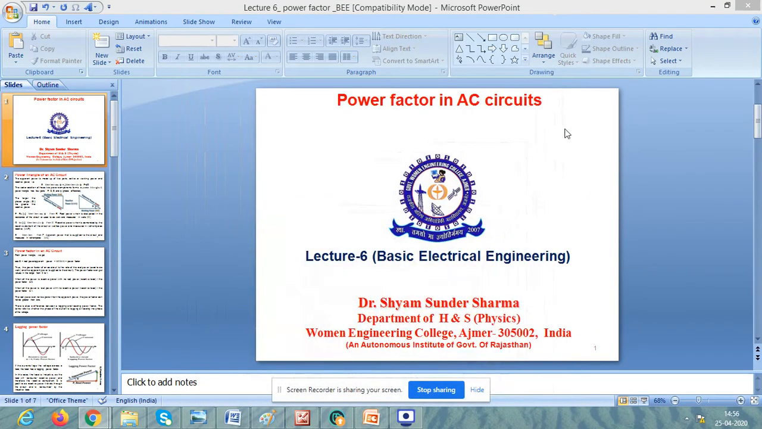Good morning, students. Today we will discuss the power factor in AC circuits. In the last class, we discussed the real power, reactive power, and apparent power. So, after discussing all the types of power, now we will discuss what the power factor is and what the role of power factor is in electrical engineering. We will see the basics related to the power factor in AC circuits.